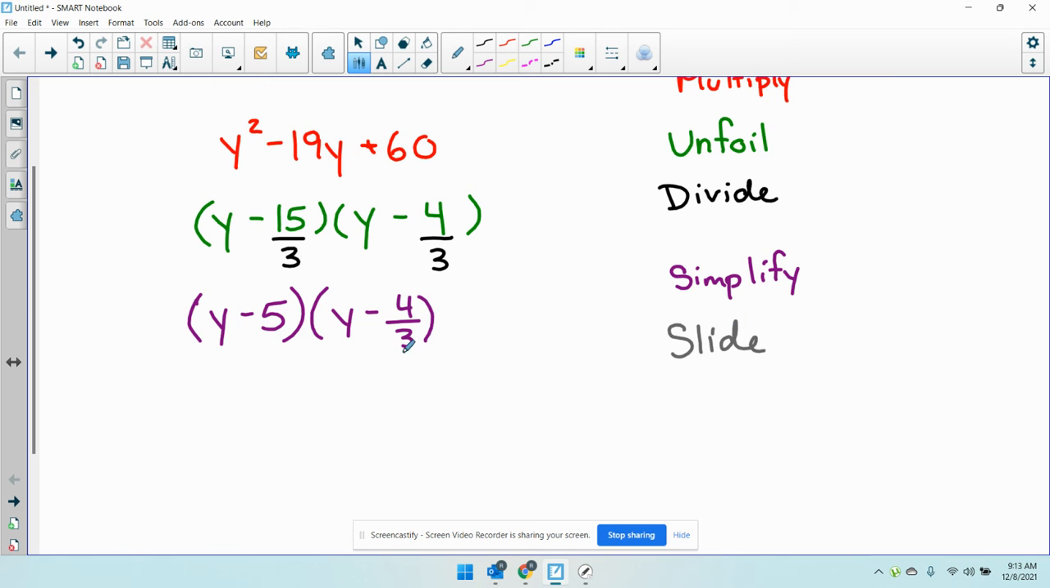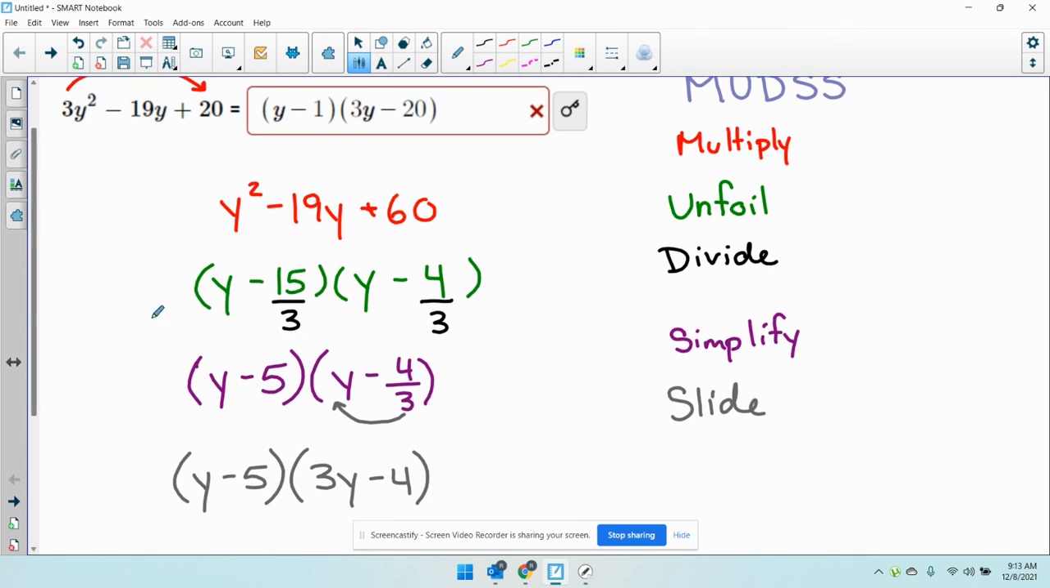What that means is I'm going to take this denominator 3 and I'm going to slide it up. Any denominator I have left over, slide it up in front of the y. So I'm left with y minus 5 times 3y minus 4. And obviously, when you get an answer like that, you want to check it.